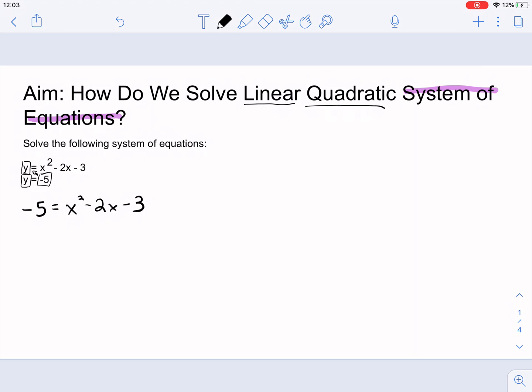Now I just have a quadratic equation, and I'm going to see if I can factor. My first step is to get it set equal to 0. So I'm going to add 5 to both sides. I have 0 equals x squared minus 2x plus 2.